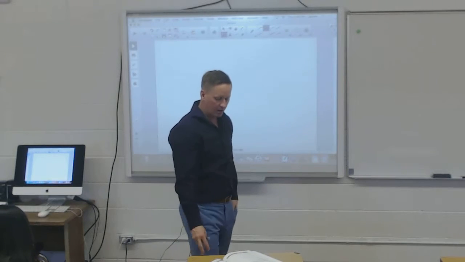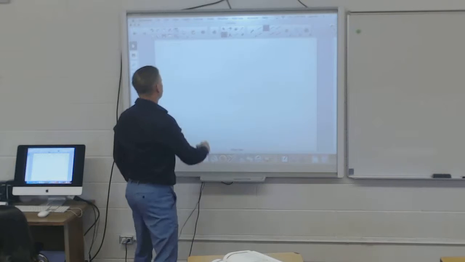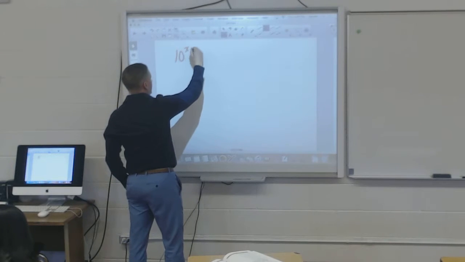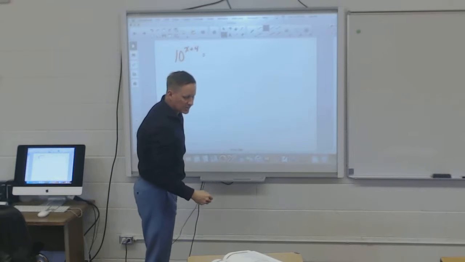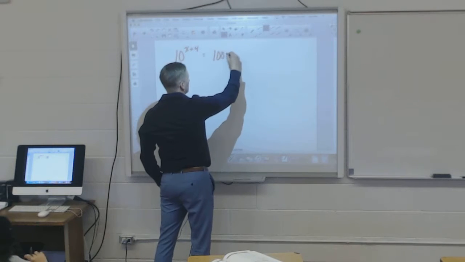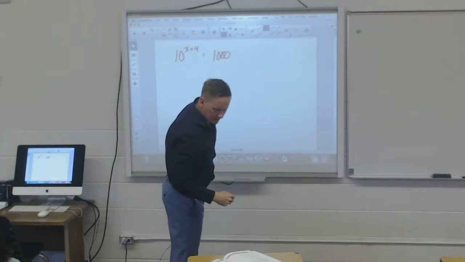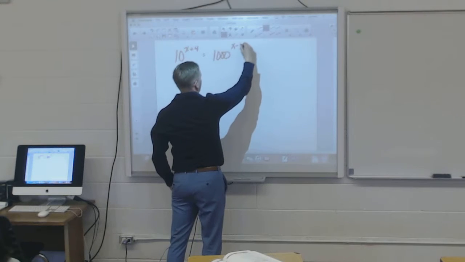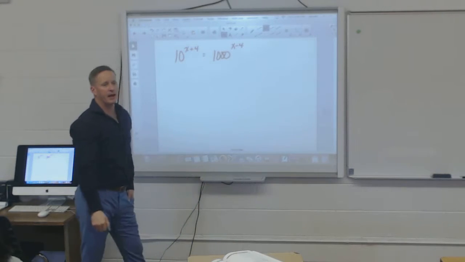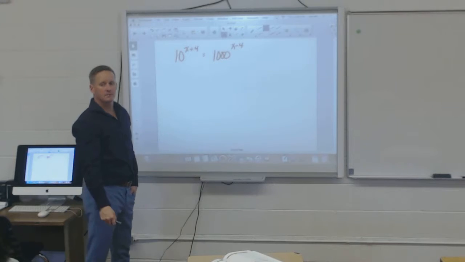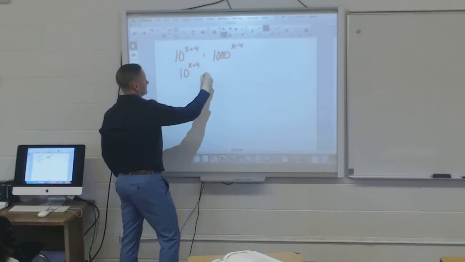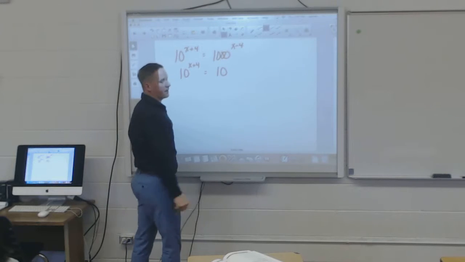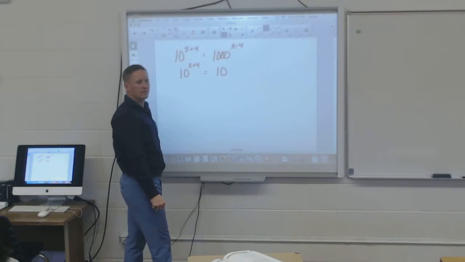Now we want to actually solve. So I've got 10 to the x plus 4. Again, my goal is to get to the same base. So I've got 1,000 to the x minus 4. Can I change 1,000 to the base 10? What is it? 10 to the power of 3.